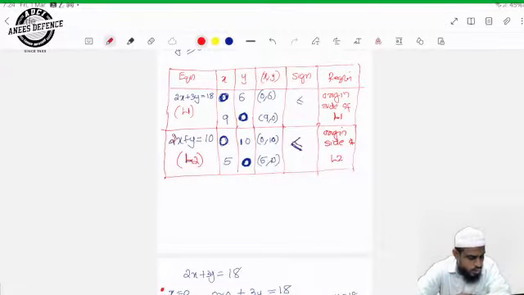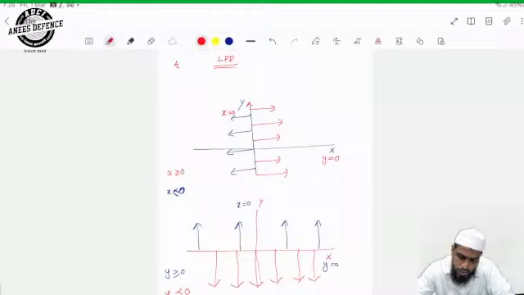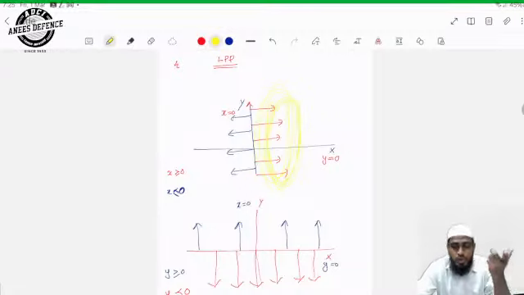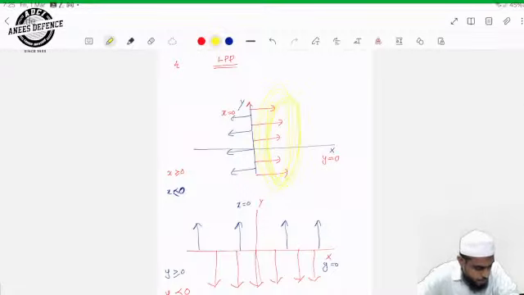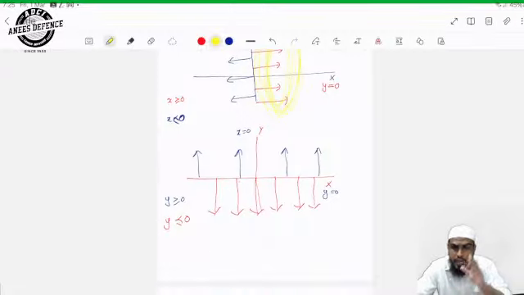Now we have another two equations: x is greater than or equal to 0 and y is greater than or equal to 0. I already told you x greater than or equal to 0 means the area of interest is this one. x equal to 0 means the equation of the y-axis. Similarly, y equal to 0 means the x-axis. So y greater than or equal to 0 means this will be our area of interest.